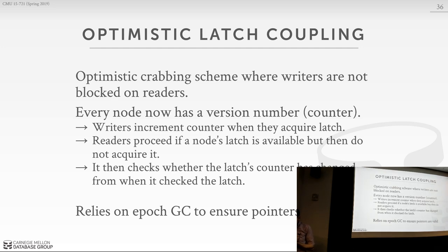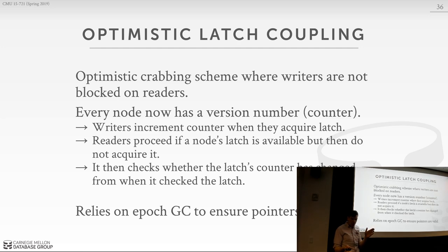So the basic idea of optimistic lock coupling is that we're going to add a version counter to every single node in our index, and any time that a writer thread wants to modify the node, they acquire the write latch and increment that version counter. Now, any reader thread comes along, they don't have to take any latches. They just check to see whether the write latch is being held on a node. If not, then they can read it. And then they read that version number. Then they do whatever they need to do and then go on to the next node.